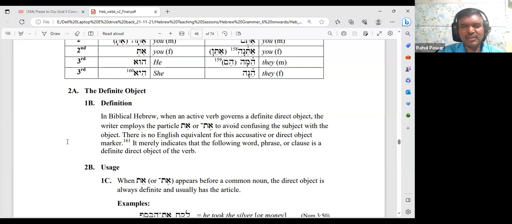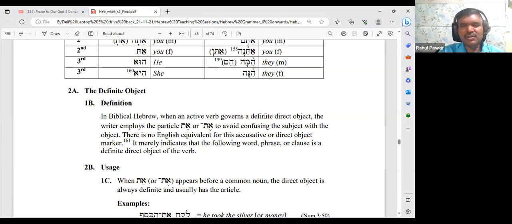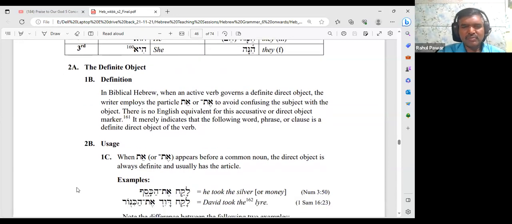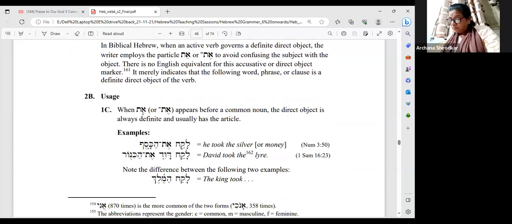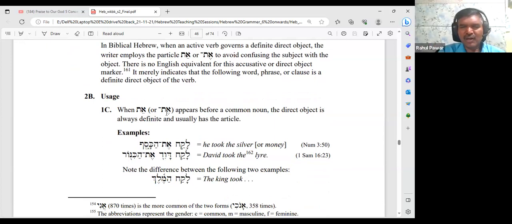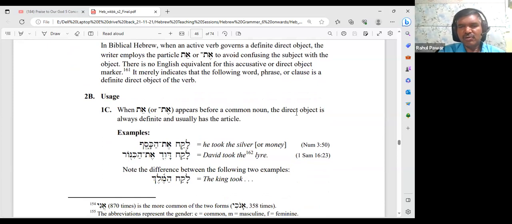So the Hebrew language has made it very easy: the object before it, they use et. See here, in biblical Hebrew, when an active verb governs the definite direct object, the writer employs the particle et, or in construct form segol et, to avoid confusing the subject with the object. When et is in the first form, there is a tsere. In construct form, the vowel changes and it is segol. It appears before the common noun. The direct object is always definite and usually has the article.